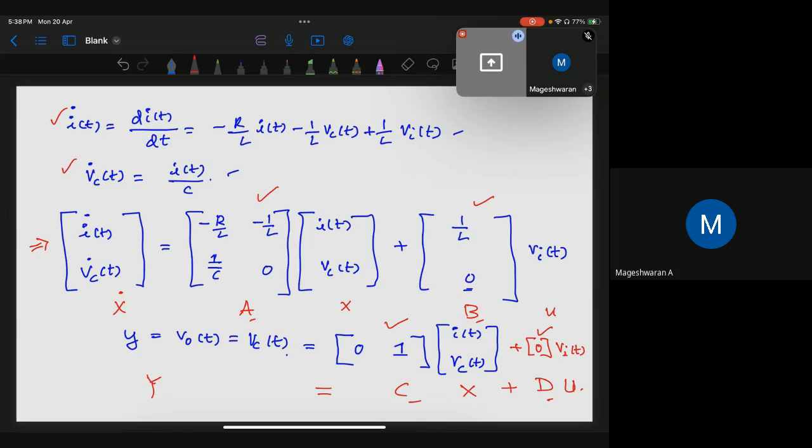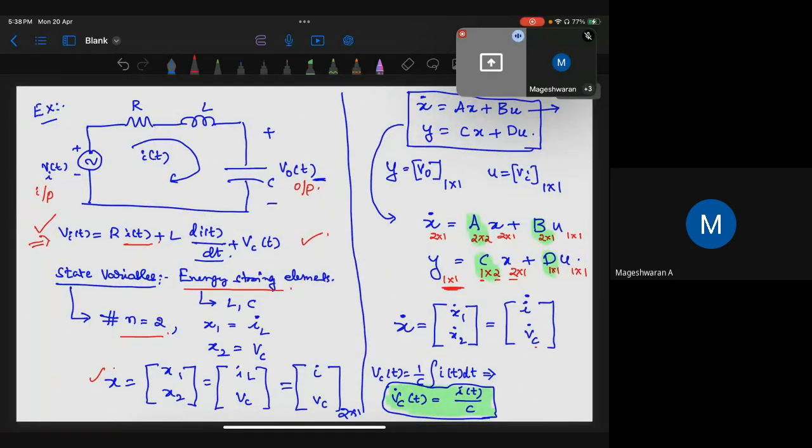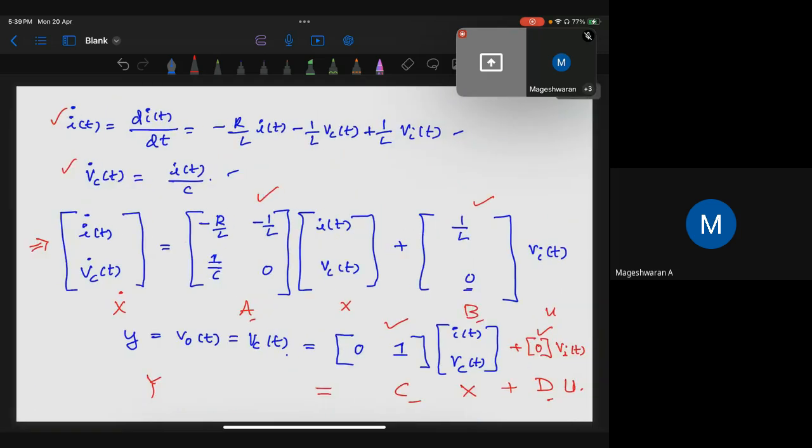Now the question. Suppose you take these two differently ordered state variables, what will happen? You will find these two rows reversed, correct? Obviously the A matrix changes. The A matrix changes. Am I correct?